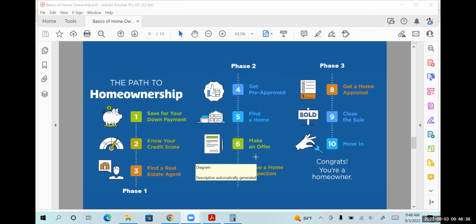Make an offer, have a home inspection, get an appraisal. We have a scheduled closing date, and then we get on Instagram and Facebook with our sign, and we can do this here on Instagram and show all our friends that we are homeowners. And that's the path, okay?